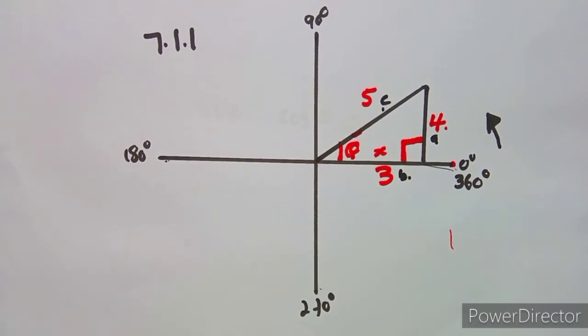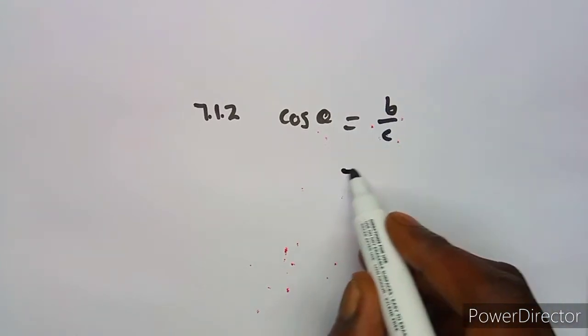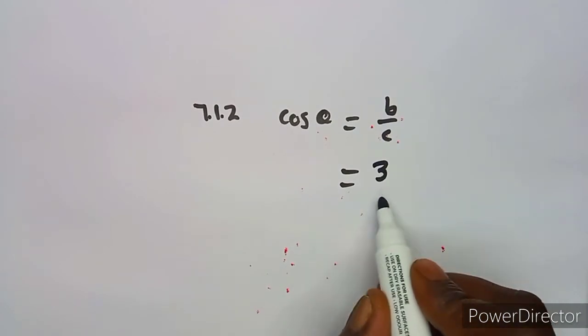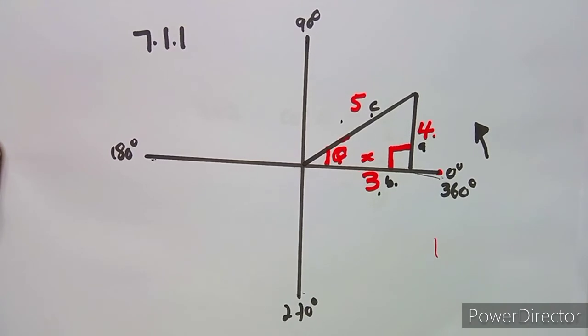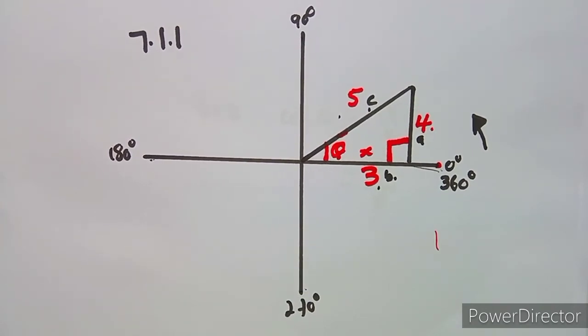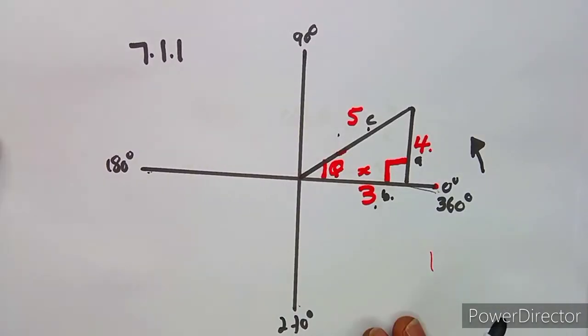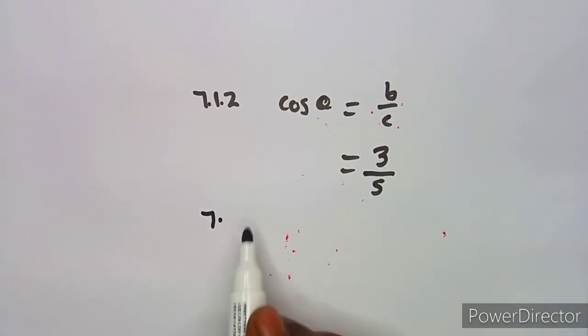So that is what you're going to use in this case. So cos theta is equal to b over c, which is equal to 3 over 5. That is, your b is 3, your c is 5. So you're done. That is your cos theta, just like that, guys. Just imagine, just like that. That is how they ask these questions. All right, then another one is tan theta. All right, so let's see the tan theta. That's 7.13.